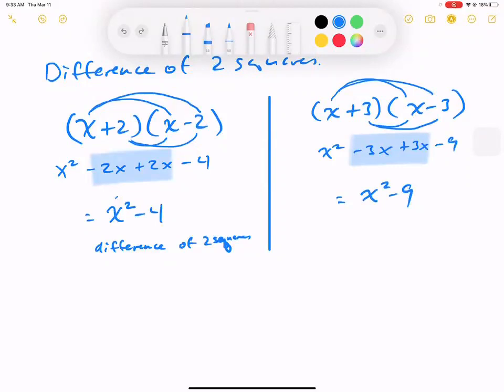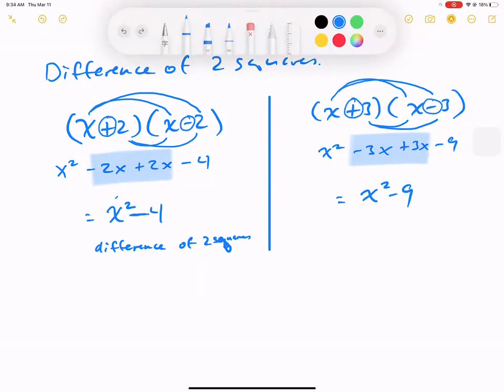So the cool thing here is all we do is we square the front and square the back, and we put a minus sign in between. Why do we always end up with a minus sign? Because what's a positive times a negative? That always gives you that negative. A positive times a negative always leaves you with a negative left over.